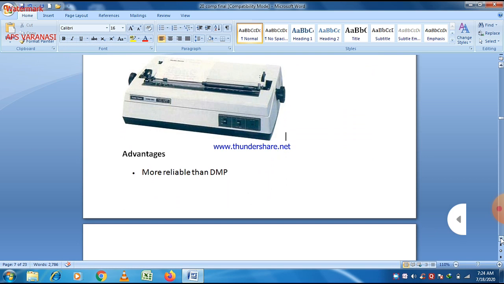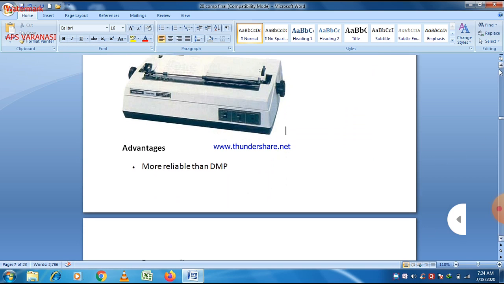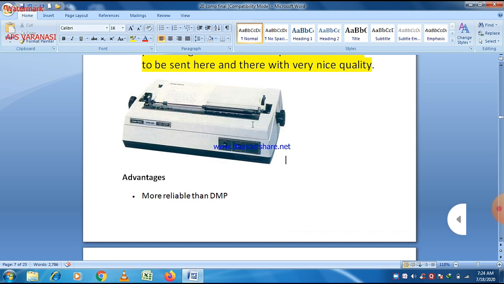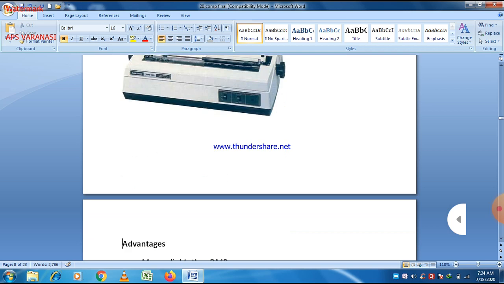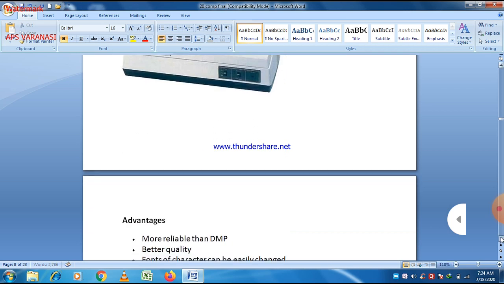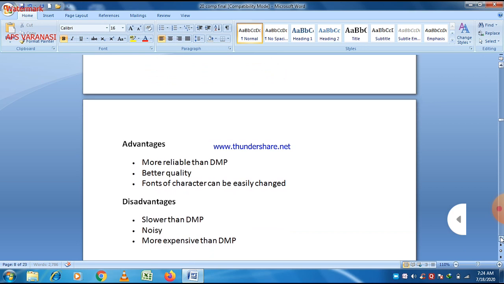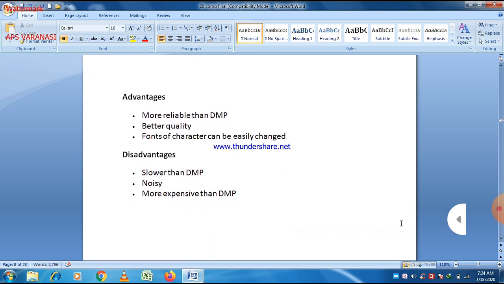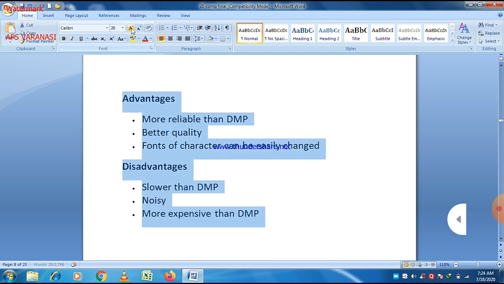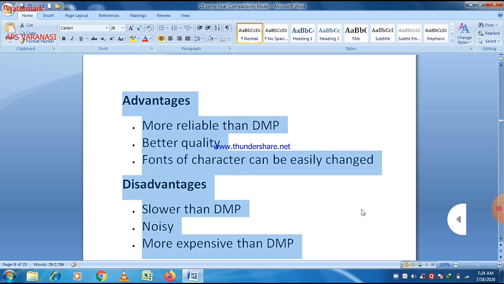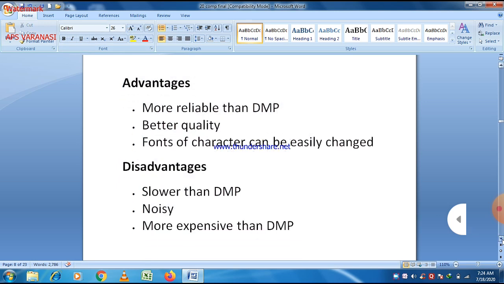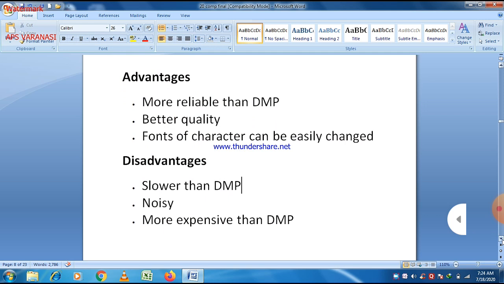Now, the advantage of the daisy wheel printer is that first of all, they are more reliable than dot matrix printers. Picture quality is much higher than a dot matrix printer. Next, reliability is more as compared to dot matrix printers, and fonts of characters can easily be changed. This facility is not provided in dot matrix printers. So these are the three main advantages of daisy wheel printers.